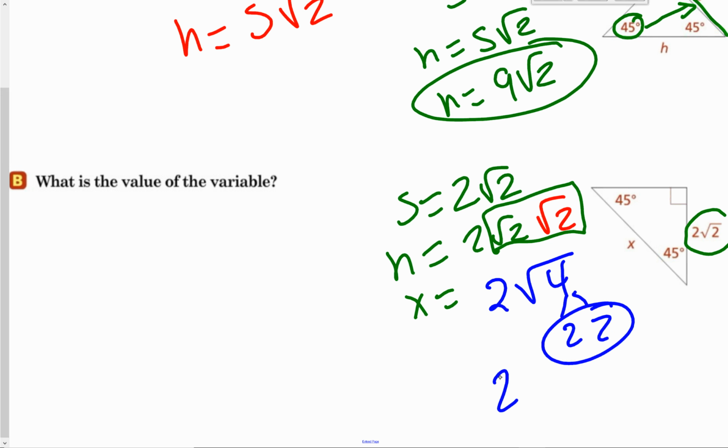But I already have this 2 on the outside, right? So when I pull out this one, I just pull out 1, and I multiply these together. So x equals 4. So my hypotenuse is 4.